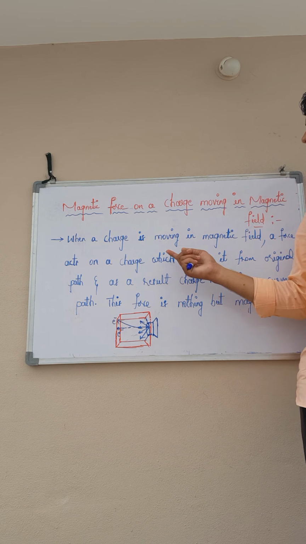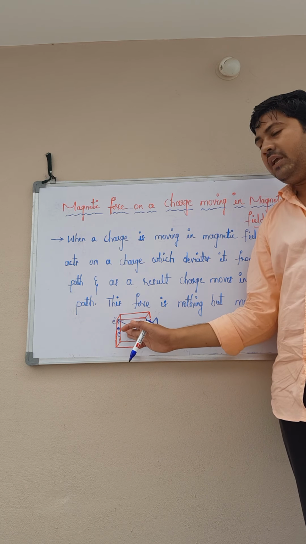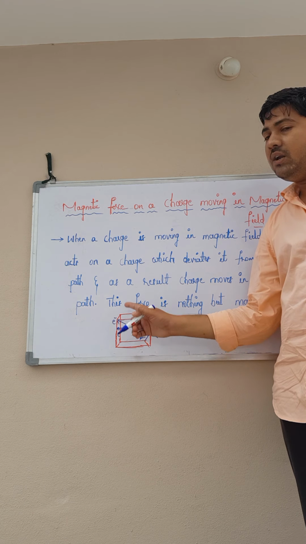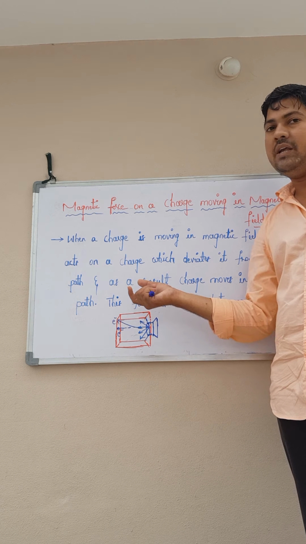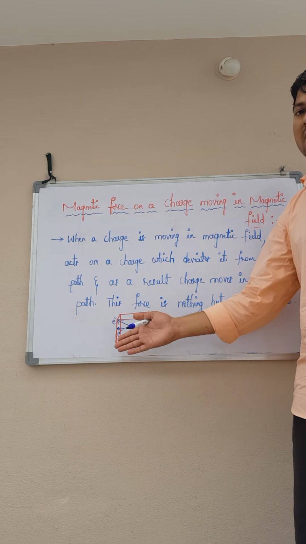So when a charge is moving in a magnetic field, you can also observe this phenomenon in the case of old computer monitors. In the case of old computer monitors, you can observe the same phenomenon. When you bring a magnet near the monitor, there will be disturbance in the screen because of the same phenomenon.